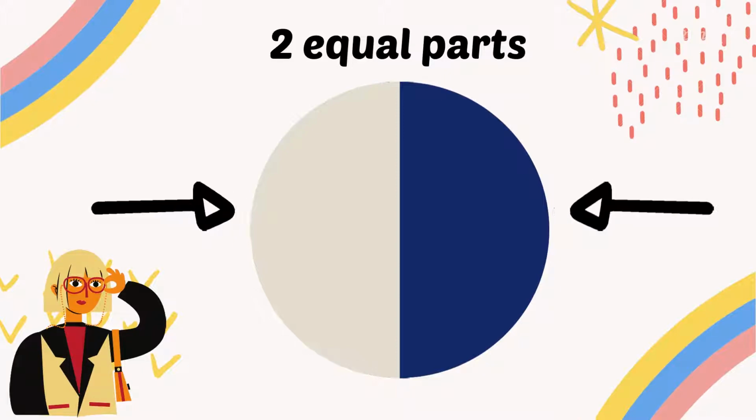I would like to remind you, if the diagram doesn't have equal parts, that is not a fraction. A fraction must contain equal parts. As shown here, we have two equal parts.